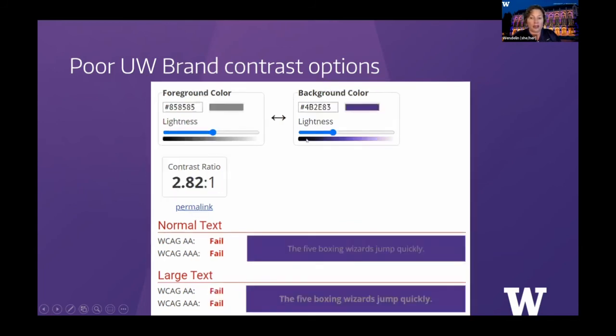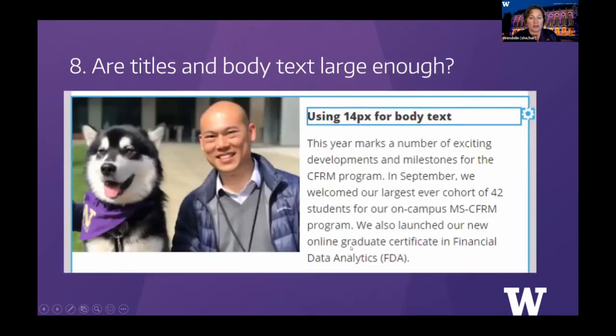Finally, black and most grays paired with husky purple are also inaccessible. Check number 8. Are titles and body text large enough? Make sure that body text and titles are no smaller than 10.5 points or 14 pixels. This meets WCAG standards if the contrast ratio is high enough.